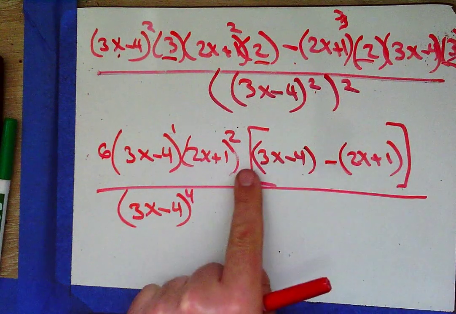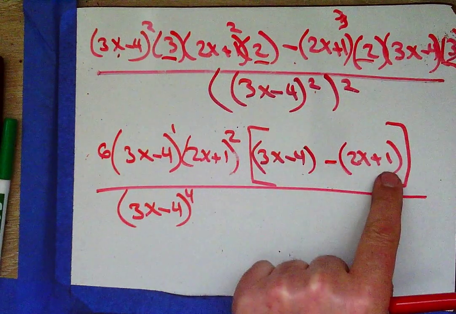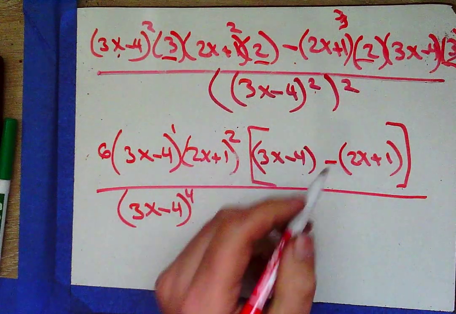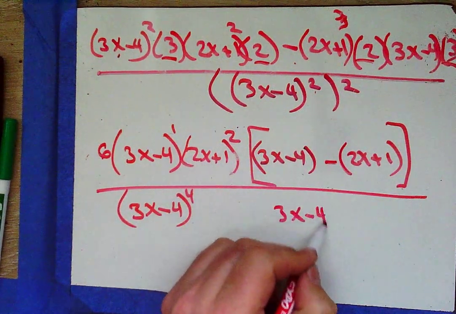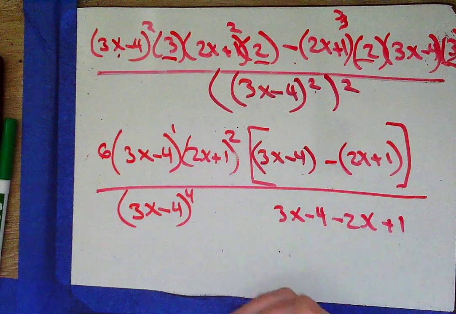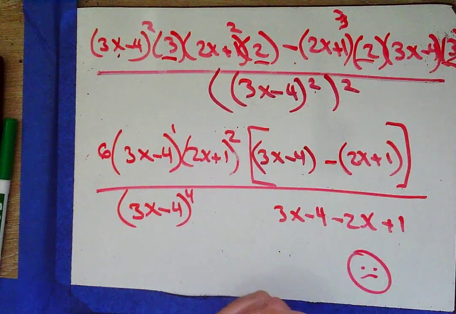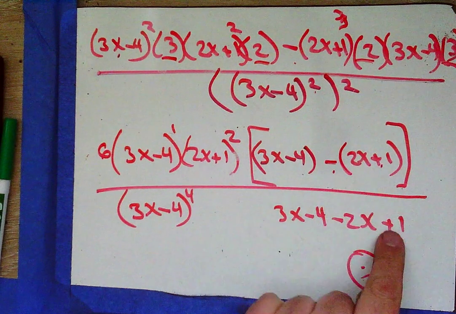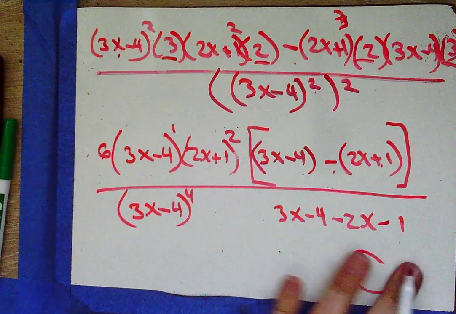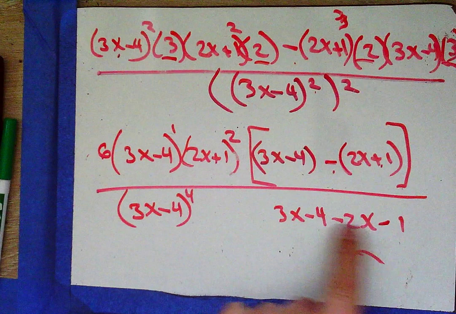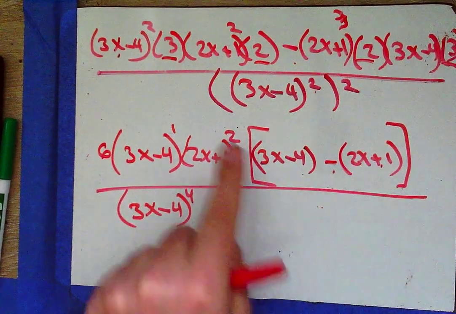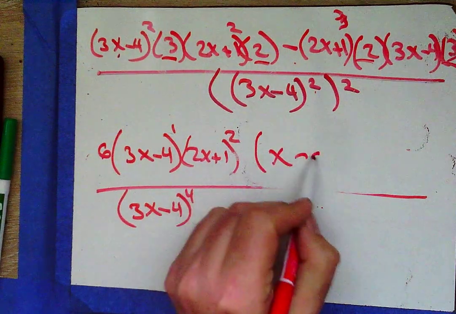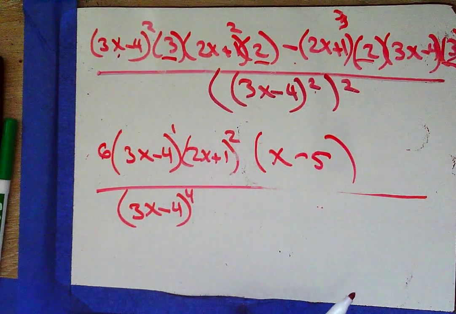Here, don't forget, you need to distribute that negative. A lot of people get this far and then do this: 3x minus 4 minus 2x plus 1. Wah, wah. Problem's wrong, because they're supposed to distribute this negative to this positive. This is supposed to be a minus, and so they should end up with x minus 5. Okay, so that's going to go away and become x minus 5. Please be careful with your distributing.